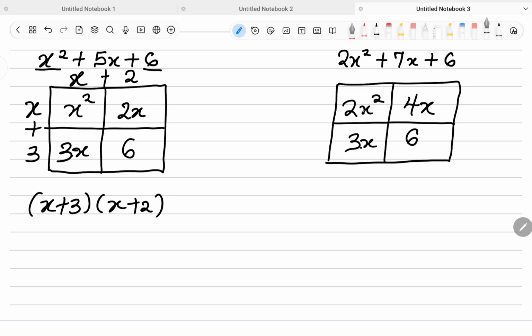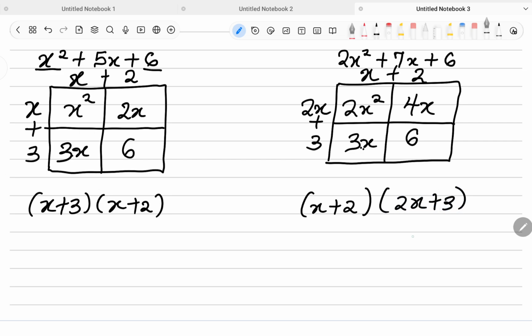So straight up, I can say what is common here between 2x squared and 3x is going to be x, plus what is common between 4x and 6 is going to be 2. I come to this first row again. What is going to be common between 2x squared and 4x is going to be 2x. And what is going to be common between 3x and 6 is going to be 3. So I can say the factorization is x plus 2 and 2x plus 3. And that is the easiest way to factorize a quadratic expression, I mean.